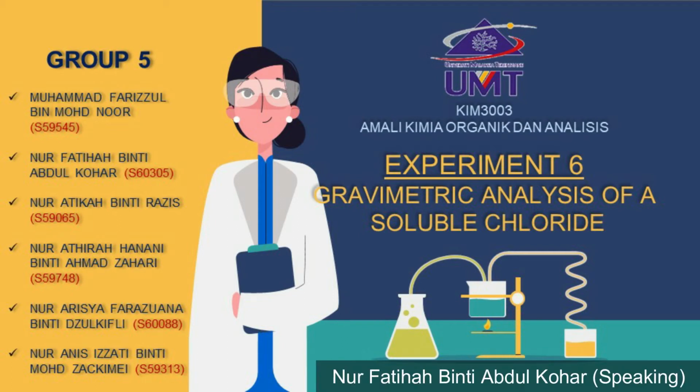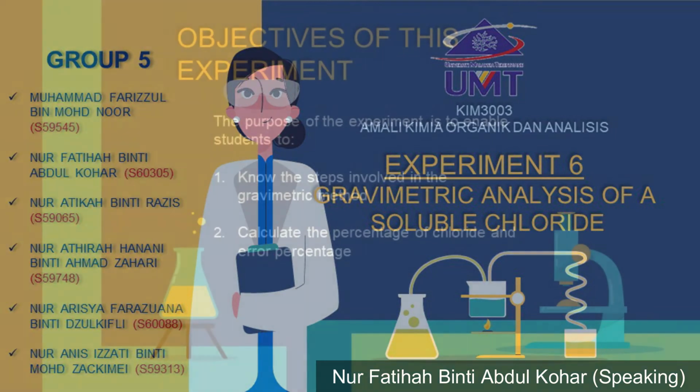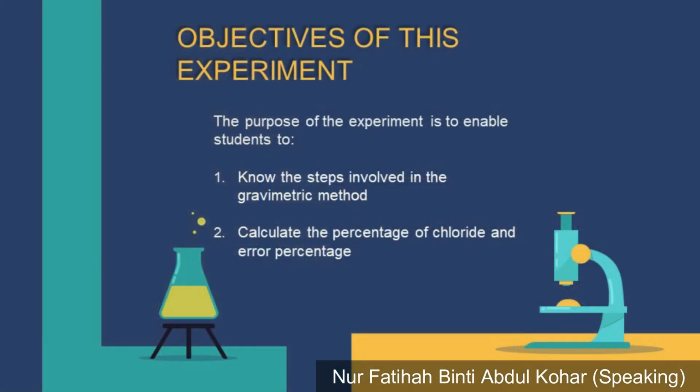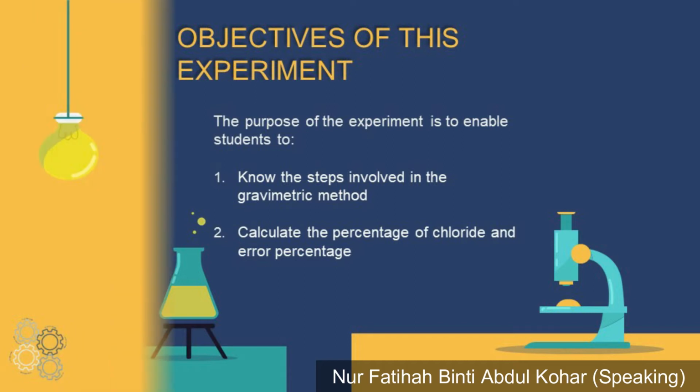Assalamualaikum warahmatullahi wabarakatuh. In this video, we from Group 5 will explain the experiment on gravimetric analysis of a soluble chloride. Firstly, the objective of the experiment is to enable students to know the steps involved in the gravimetric method. Secondly, to calculate the percentage of chloride and the error percentage.